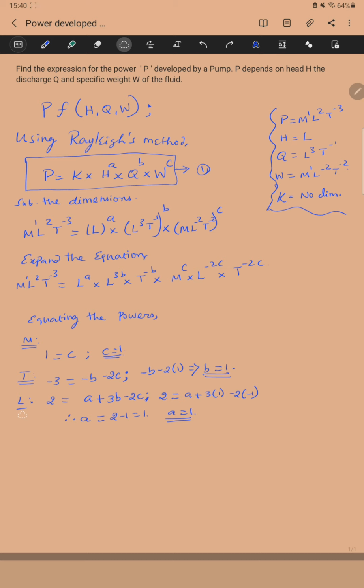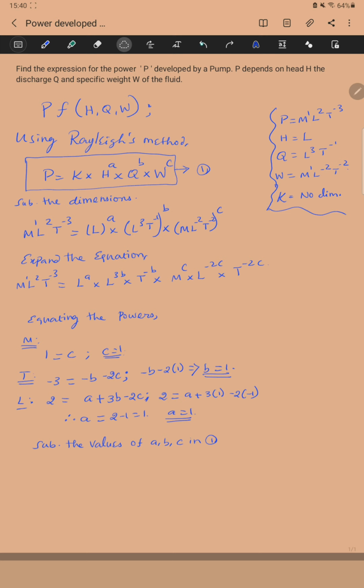For that I'm using L. The power of L on the left hand side is 2 equals, the power of L here is A plus 3B minus 2C. That is what I have written here. We already know the value of C and B, so we can substitute the values of C and B. And if I reduce the equation, I get A to be 1. This is quite a simple problem, because all the values of A, B and C are 1. So all that I now have to do is substitute the value of A, B and C in equation 1. That is what we have always been looking for.